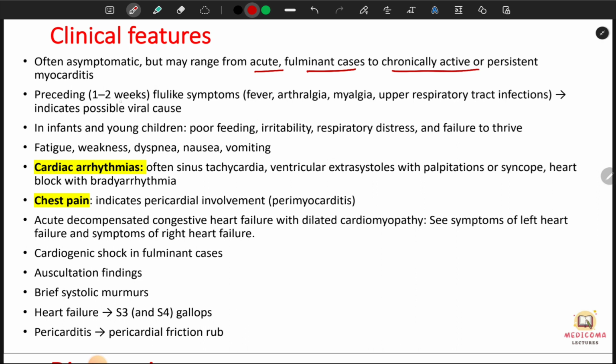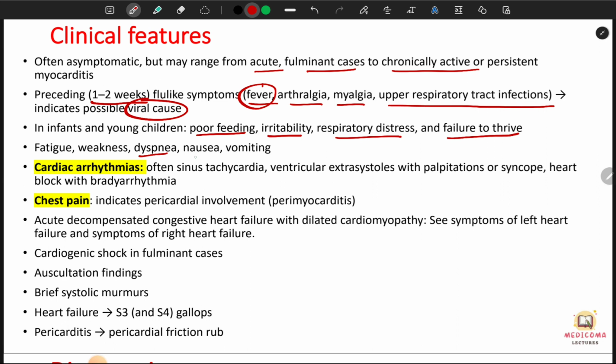If it proceeds 1 to 2 weeks, flu-like symptoms like fever, arthralgia, myalgia, upper respiratory tract infection indicate the post-viral phase, because these are the symptoms mostly related to viral infection. In infants and young children, there will be poor feeding, irritability, respiratory distress, and failure to thrive, fatigue, weakness, dyspnea, nausea, vomiting.